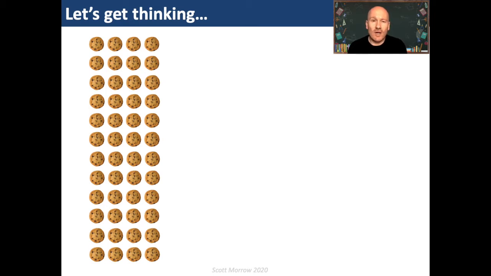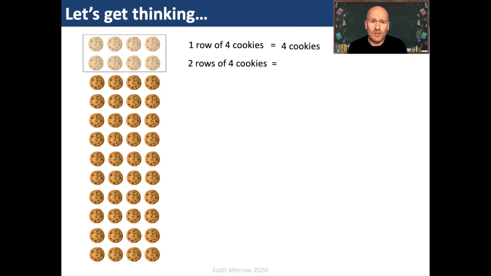And what we want to know is how many are there in 1 row, how many in 2 rows, 3 rows, and so on. So let's begin with what I think are the easy ones to start with. Now I think it's easy to work out how many there are in 1 row. So in 1 row of 4, you can see there we've got 4 cookies. What about 2 rows of 4? Well, in 2 rows I've just got 4 and 4, so I've got 8 cookies altogether.